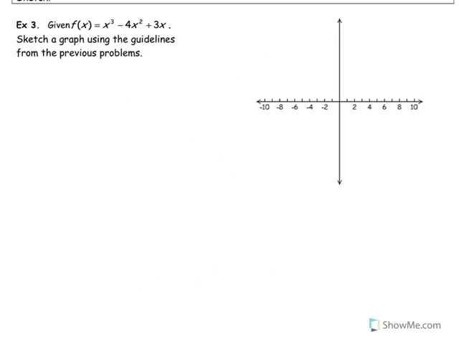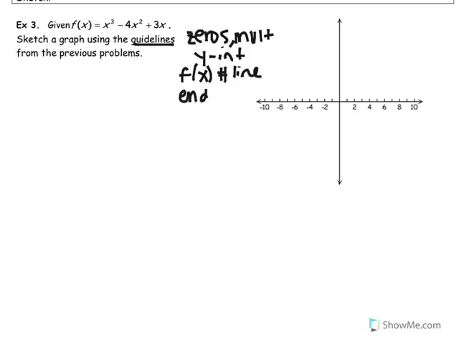So I want you to try example 3 on your own, and I want you to sketch a graph using the guidelines from the previous problem. So what I mean by guidelines is you need to make sure you have all of that important information. You have what are the zeros and their multiplicities. What's that y-intercept? You need to create the f of x number line, and you need to look at the end behavior. But I want to help you, start you off a little bit.